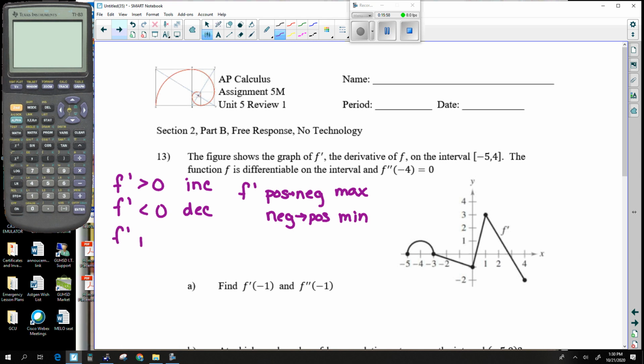When the first derivative is increasing, that implies that it is concave up. When f prime is decreasing, that means it's concave down. So that implies that any max or min of the derivative is a point of inflection. Okay, at any maximum or minimum, that would be a point of inflection.